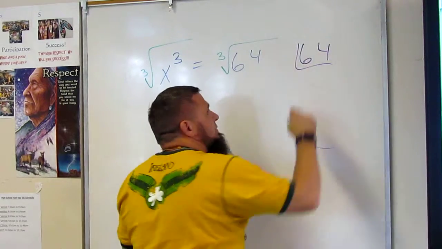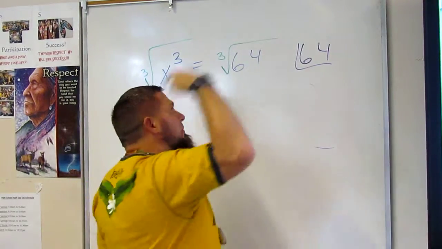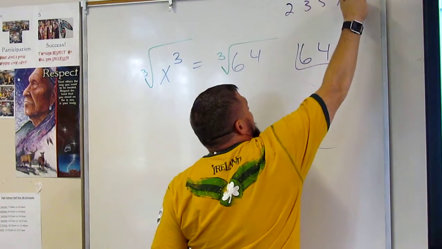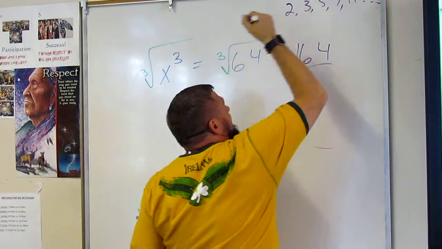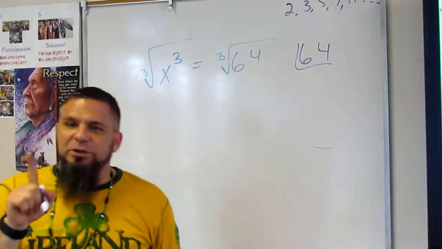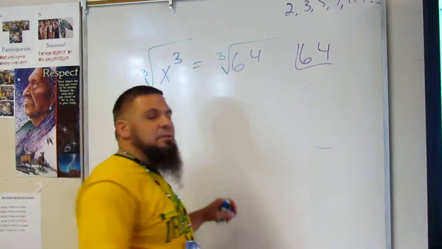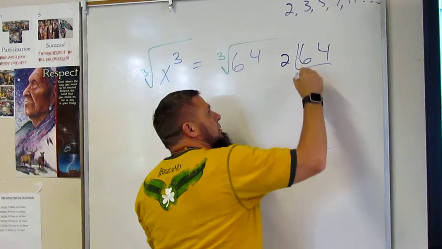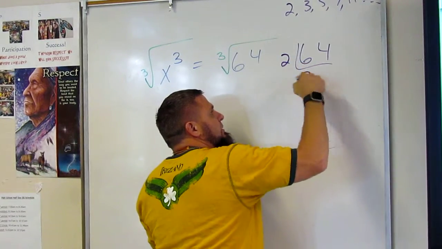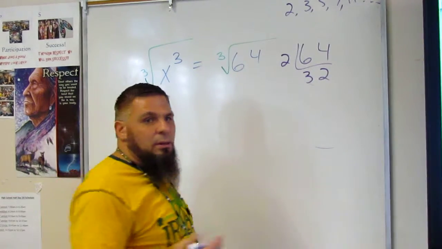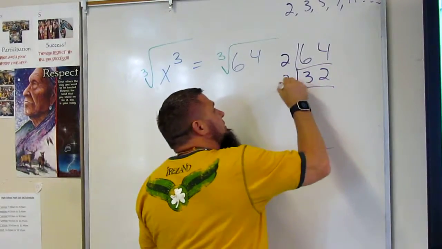64, break it down. Use the first prime. Our primes are 2, 3, 5, 7, 11, and so on. The first prime is 2. Does 2 go into 64? Yeah. How many times? 2 goes into 6 three times. 2 goes into 4 twice. How many times does 2 go into 32?